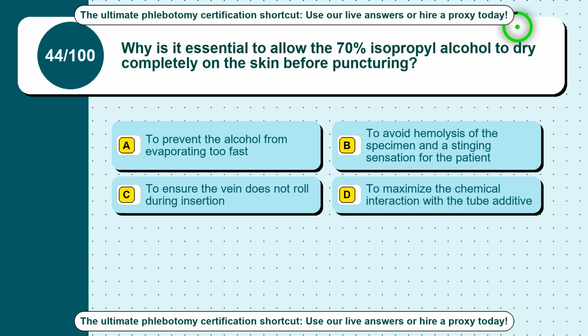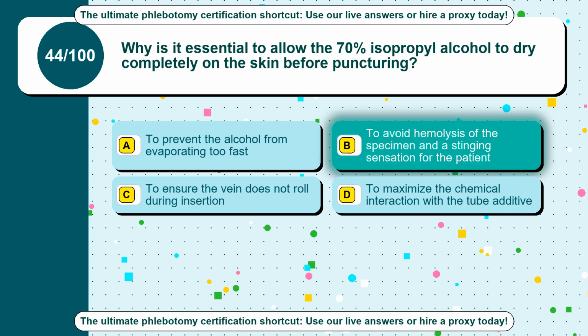Question 44. Why is it essential to allow the 70% isopropyl alcohol to dry completely on the skin before puncturing? Option A. To prevent the alcohol from evaporating too fast. Option B. To avoid hemolysis of the specimen and a stinging sensation for the patient. Option C. To ensure the vein does not roll during insertion. Option D. To maximize the chemical interaction with the tube additive.